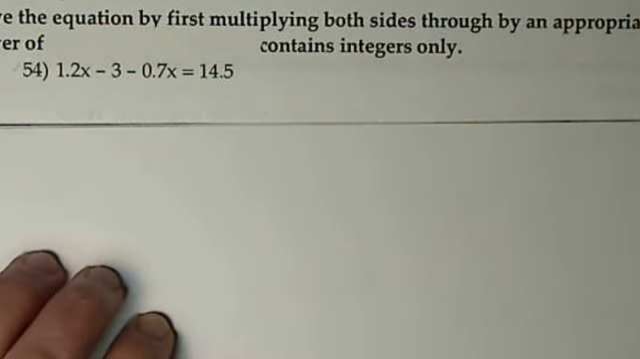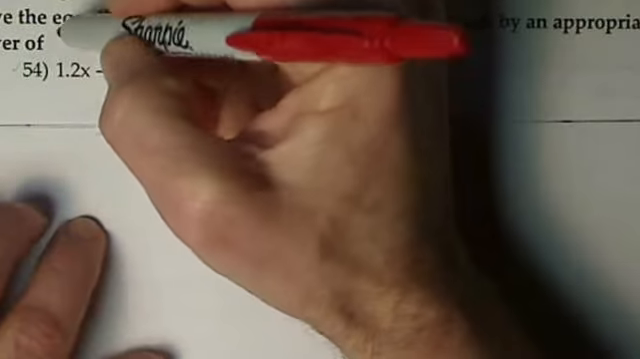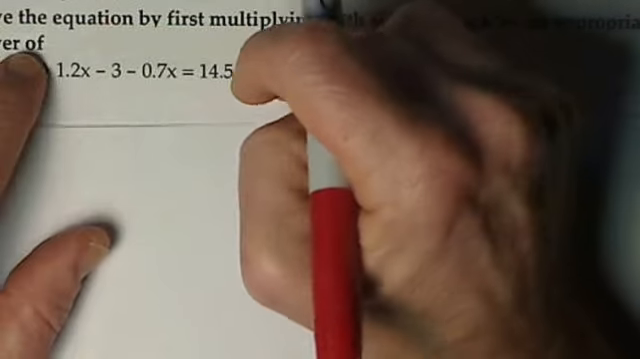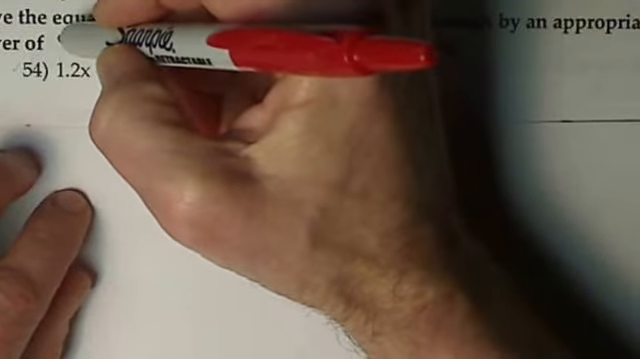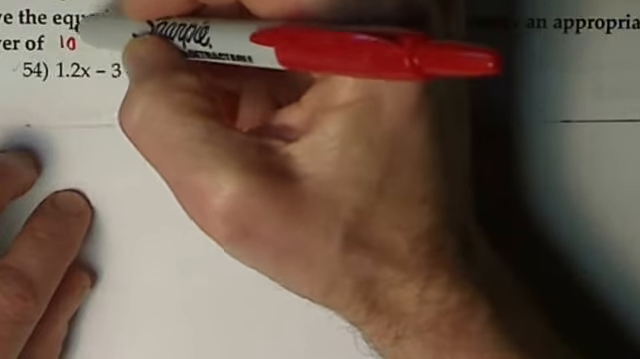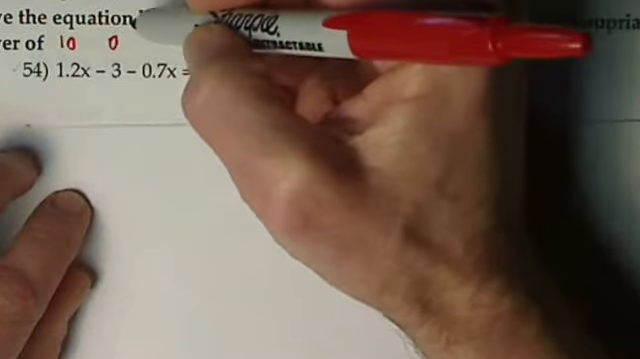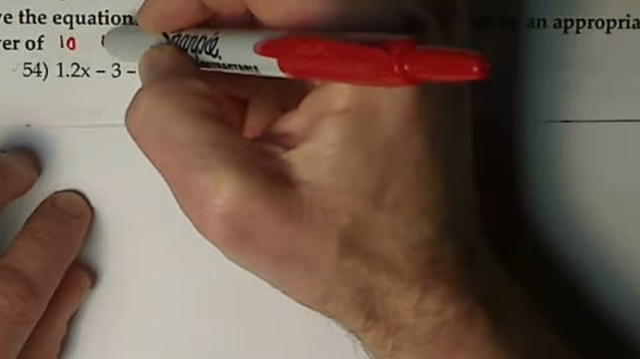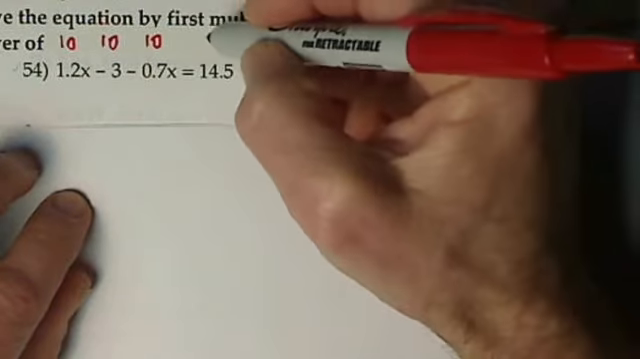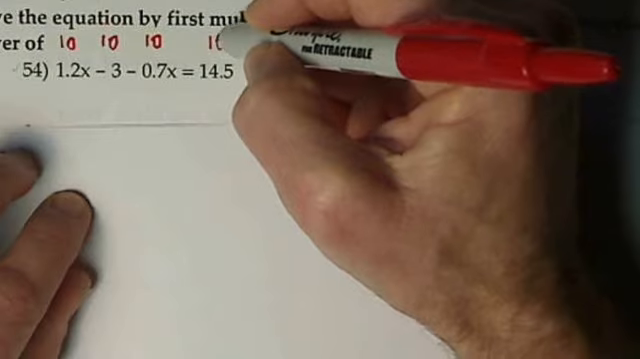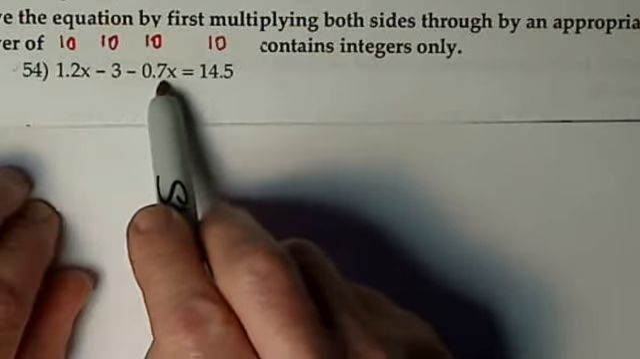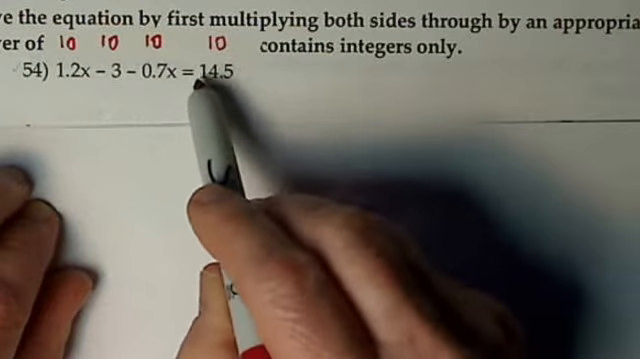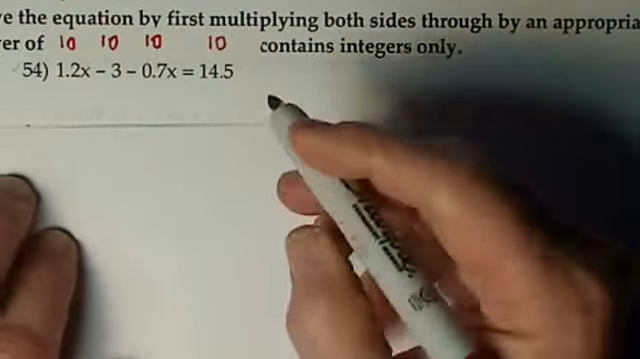Alright, so we'll multiply each side of the equation by 10, but that really means I multiply each term on each side by a 10. So each term on this side is going to get multiplied by a 10. Each term on this side is going to get multiplied by a 10.